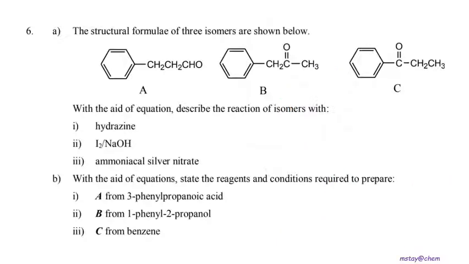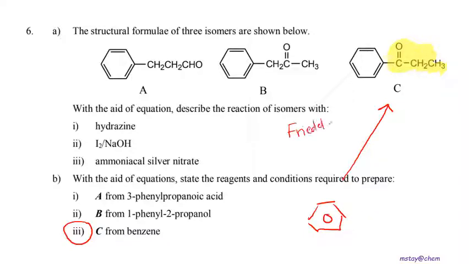Okay, last question, we need to get C from benzene. This is the product, so we start from benzene. When we look at the reactant and the product, we will notice that this is the part that supposedly comes from the reagent. From here, basically we know the process of this reaction is Friedel-Crafts acylation.